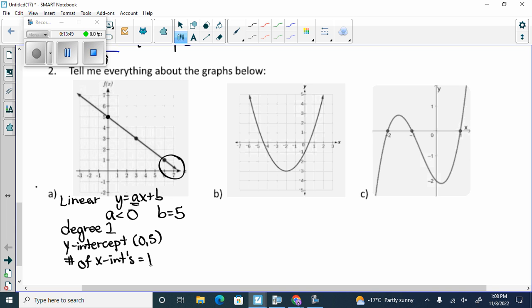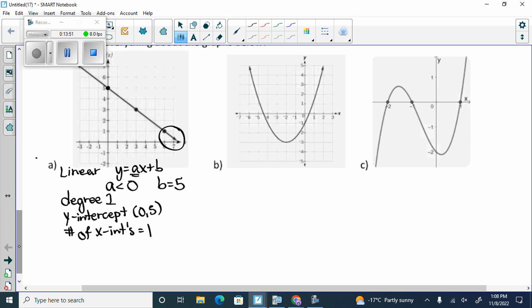How many turning points does this graph have? 0. What is a turning point? Max or min. So this one has no turning points, or 0 turning points. That's the same thing.